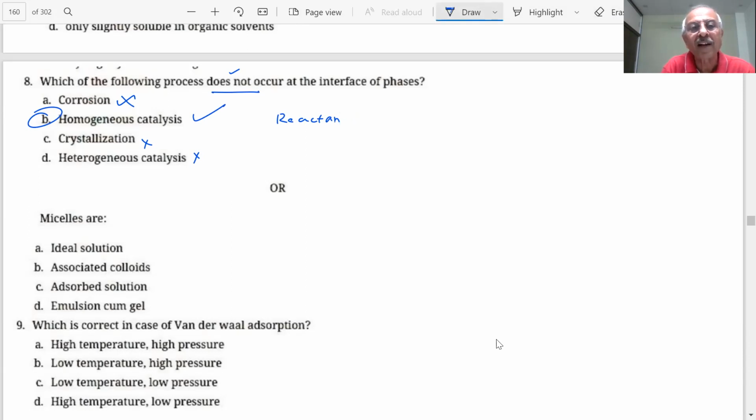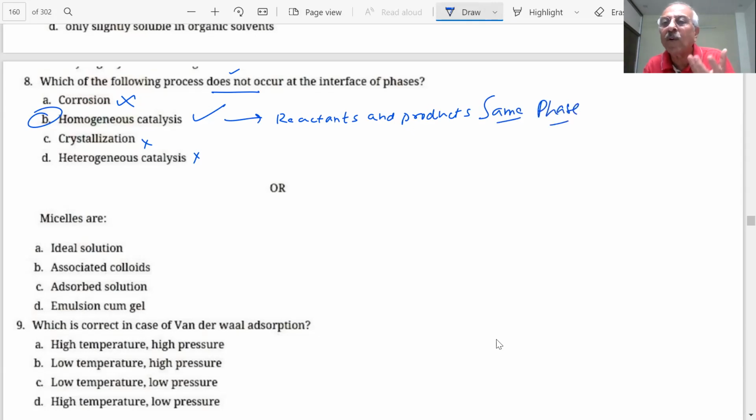In homogeneous catalysis, reactants and products are in the same phase. So when they are in the same phase, there will be no interface. An interface will be there if you have a solid and a liquid; then there will be some interface between them. That will happen in heterogeneous crystallization. Also, crystals are formed from solid and liquid. Corrosion you also see at the surface, students. What is happening? Oxidation of iron is taking place.